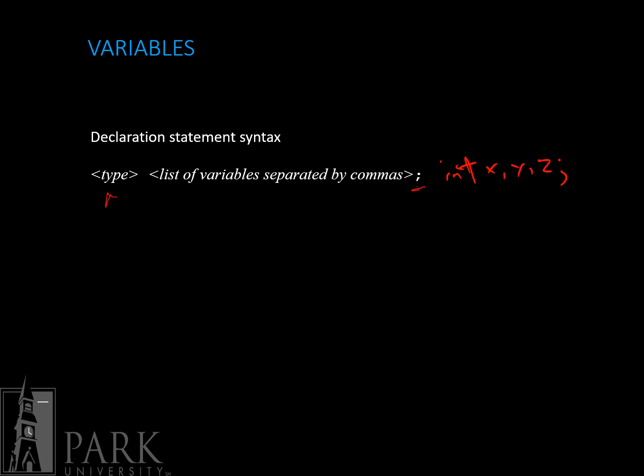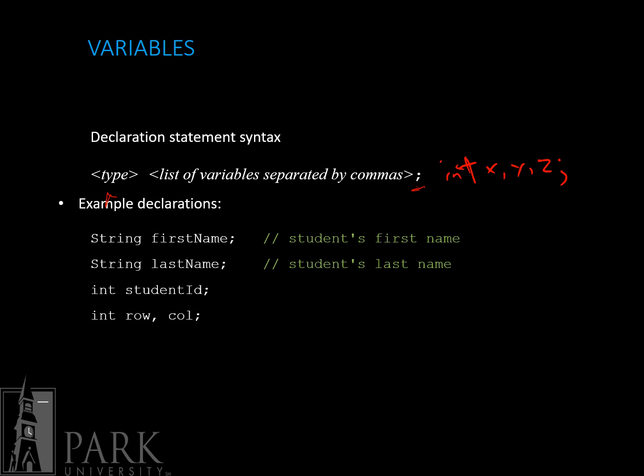So let's take an example of these. Here are some example declarations. You've got String firstName, String lastName, int studentID, and ints row and columns. If you're going to put comments with your variable declarations, notice the alignment of the comments. You should have all of these line up in one nice even row. Don't put slashes over here, then have a name, don't put slashes over here, then have the name. All of your variable comments should line up like that.